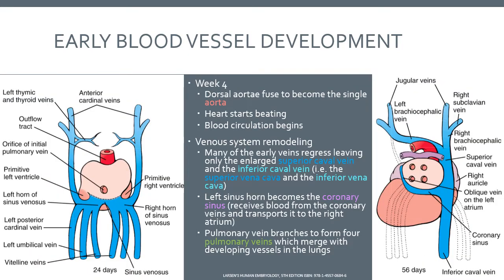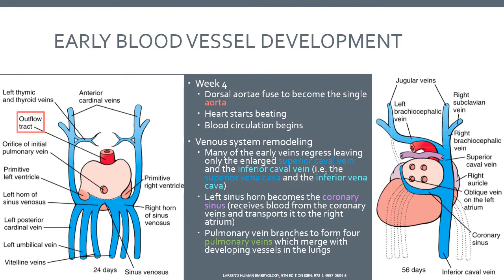Okay, so early development of the vessels. In week 4, those two paired dorsal aortae fuse and they become the single aorta. Also during week 4, the heart starts beating. We talked about the heart being the first organ to be functional in the embryo, and circulation of blood throughout the body begins. We also see fairly significant remodeling of the venous system. So these are your veins. These are the vessels that are carrying blood back toward the heart.